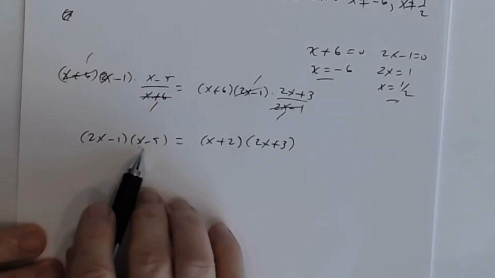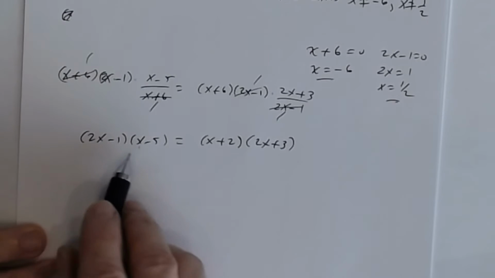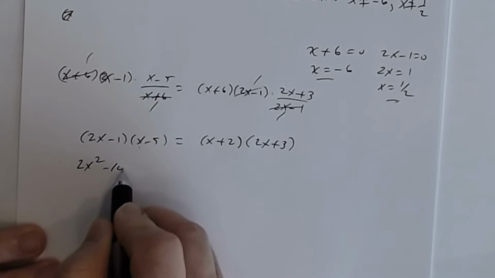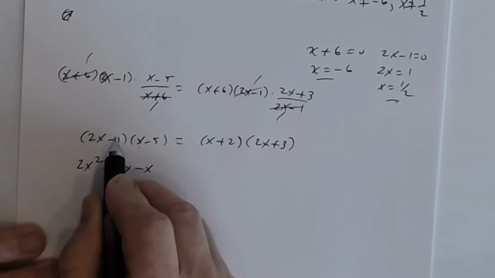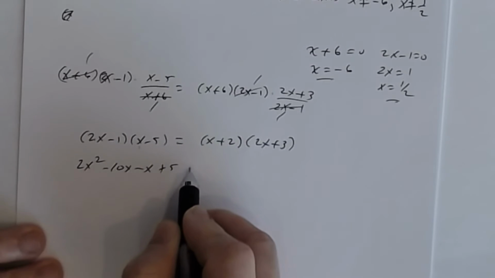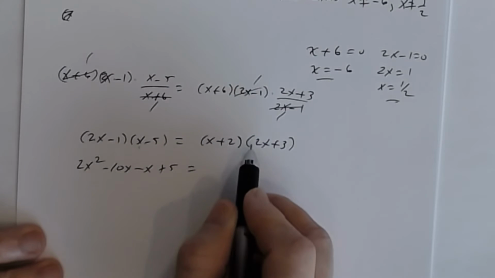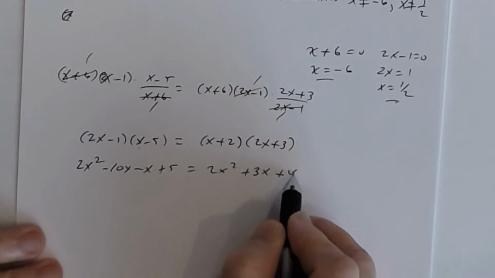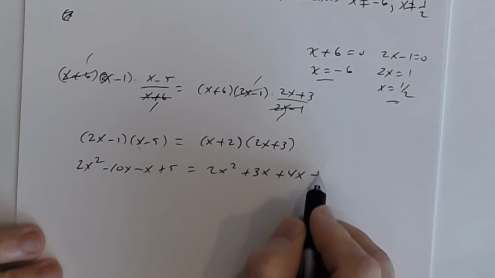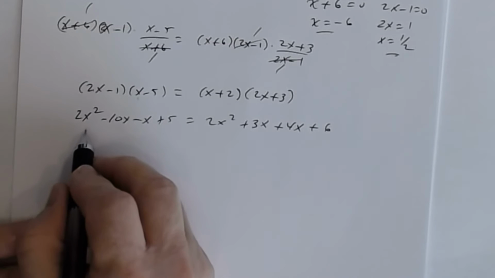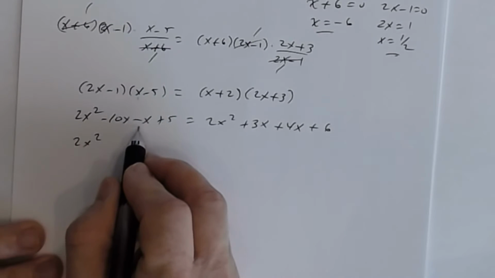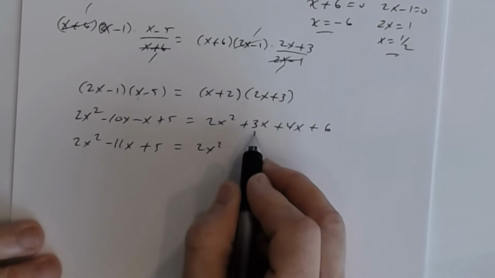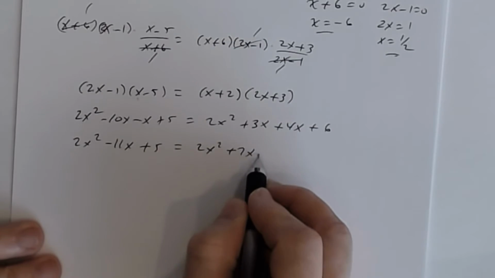And now we're going to FOIL this out. When I FOIL over here, that's 2x squared, the outer is a negative 10x, the inner is a negative x, and the last is a positive 5. Over here, x times 2x is 2x squared, the outer is 3x, the inner is 4x, and the last is 6. Combining like terms, I get 2x squared, negative 10x and a negative 1x is a negative 11x, plus 5 equals 2x squared, 3x plus 4x is 7x, plus 6.